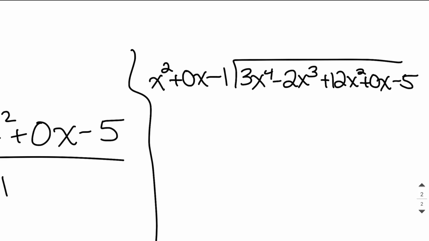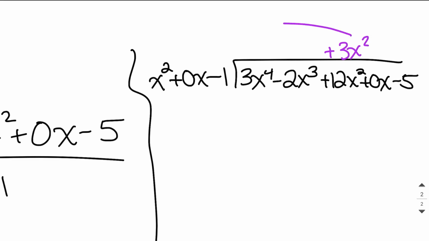So I've got 3x to the power of 4, and I want to know how many times x squared will go into 3x to the power of 4. So I guess when I say how many times, I'm pretty much saying what times x squared would give me 3x to the power of 4. And that would have to be 3x to the power of 2. And I'm going to put that on top of the x squared term. So if you notice right here, 3 times 1 would give me the 3, and then x squared times x squared would give me the x to the power of 4.